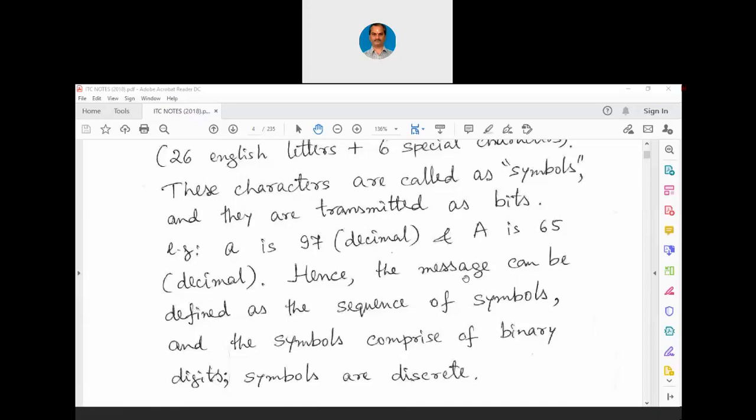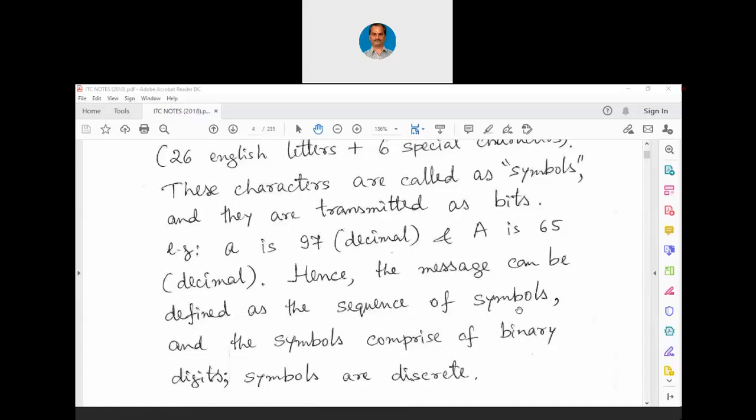Symbols are discrete. For example, let us say I say hello. When I say hello, H-E-L-L-O, that hello is a message. That hello itself contains H-E-L-L-O. Now, H is a symbol, E is a symbol, L is a symbol, L is a symbol, O is a symbol. If H is capital, then its decimal form is different. If H is small, its decimal form is different.